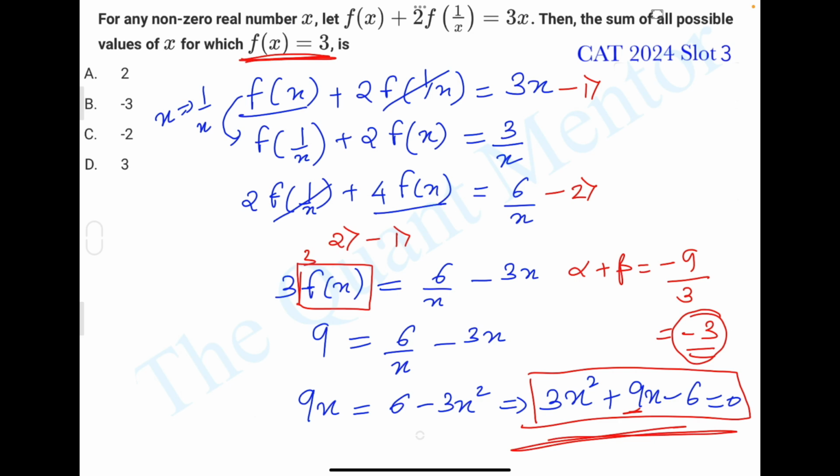And that's exactly what you want to find in the question. Sum of all possible values of x. In this case, it is the sum of all the roots of this quadratic equation, that is minus 3, and thereby the correct answer to our question is option B, minus 3. Simple question, and that's how we solve it. The answer is option B, minus 3. Please remember this technique whenever you see a similar question, f of x and f of 1 by x. There is a very good chance that you are going to follow the same procedure.